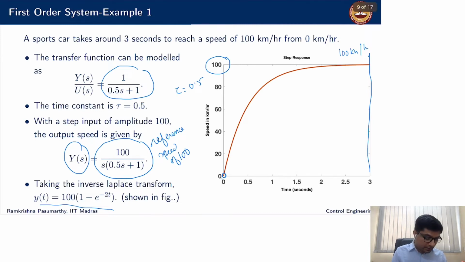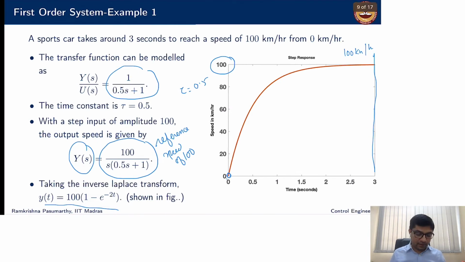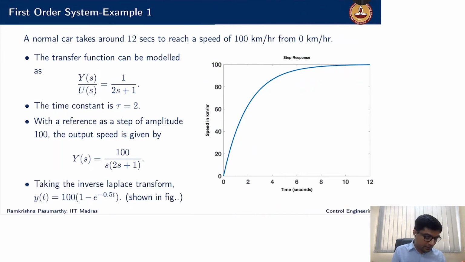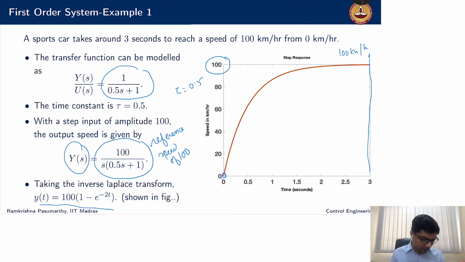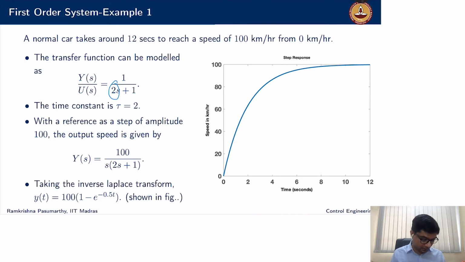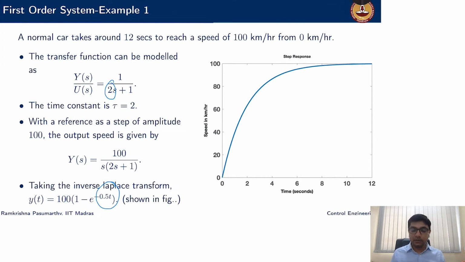So why is this number important? Let's say I have a less fancy car where this number becomes 2. Now with this number 2, the equations all remain the same. What changes are the numbers here and here. And if I plot the response, it shows that it will take 12 seconds instead of 3 seconds earlier. So this number tau, the time constant, decides how fast my response is.